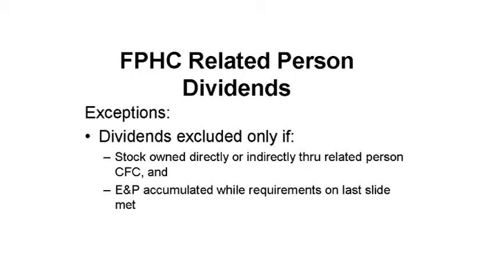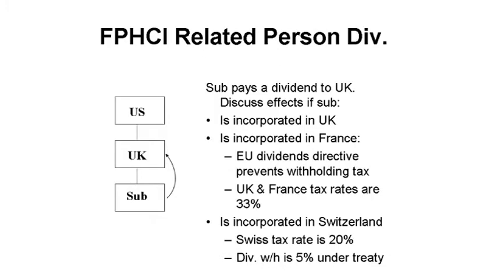Any dividends must meet 2 tests. The payor CFC must be owned directly or indirectly through a chain of ownership. Each CFC in the chain must meet the same country exception tests. The dividends must also be paid out of E&P earned while the payor was a related person and met the same country tests. Let's look at an example with alternatives.